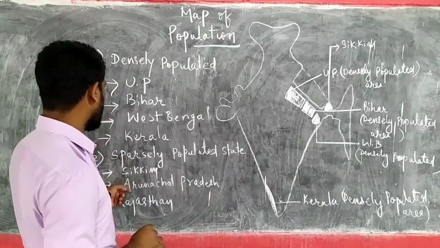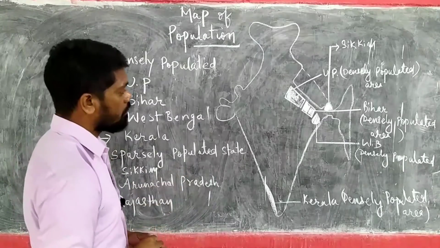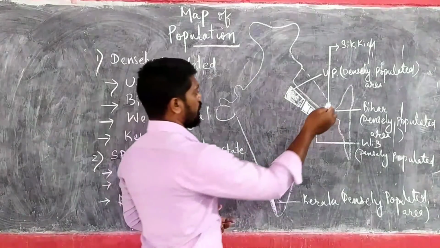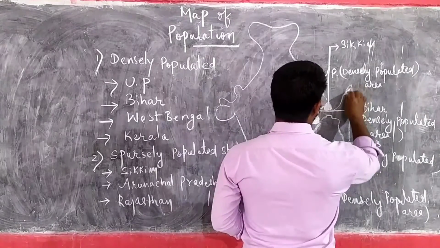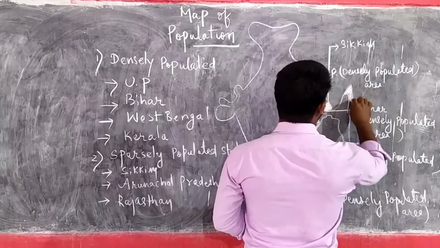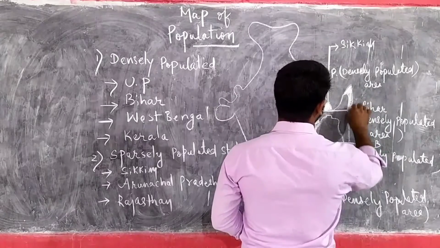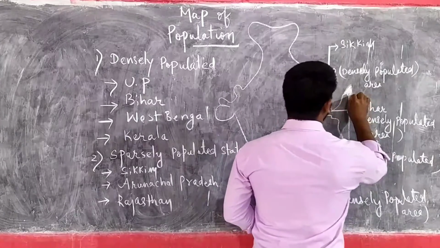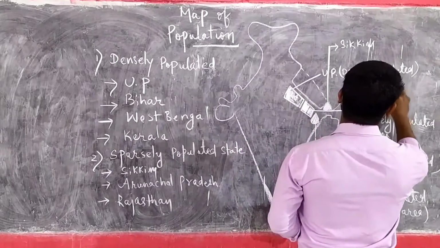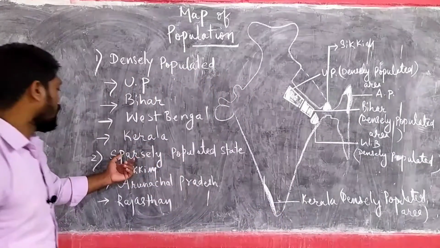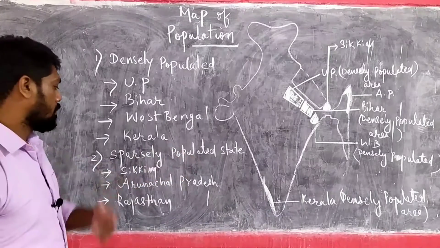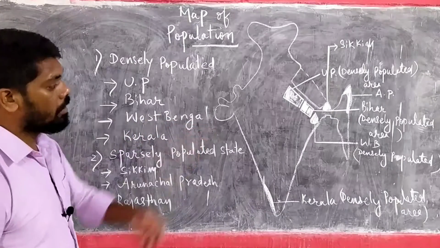And then next comes Arunachal Pradesh. Arunachal Pradesh is entirely on the border of India, this area. So you need to shade like this, all the entire states must be known, and you can write this is Arunachal Pradesh, AP. Is that clear? But you need to write sparsely populated state. Okay, this should be written in the bracket.